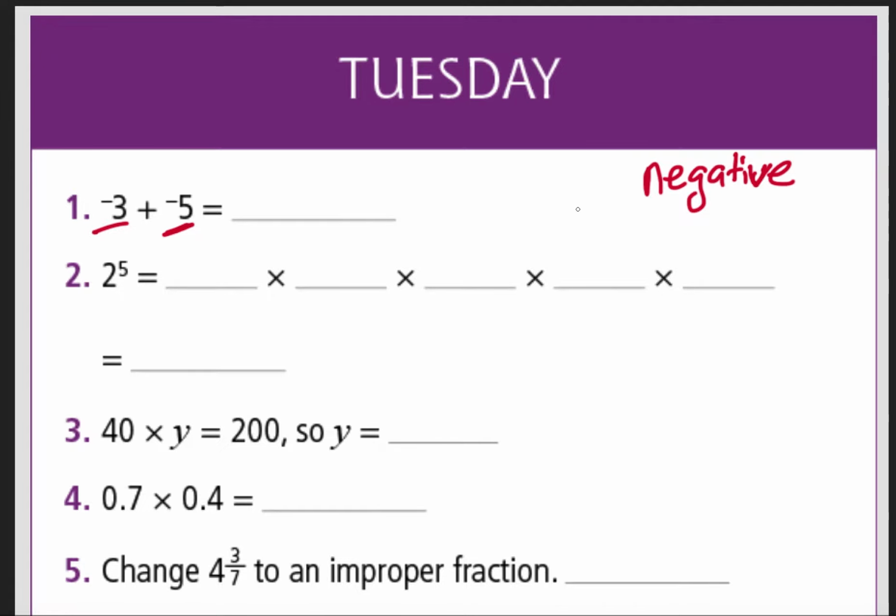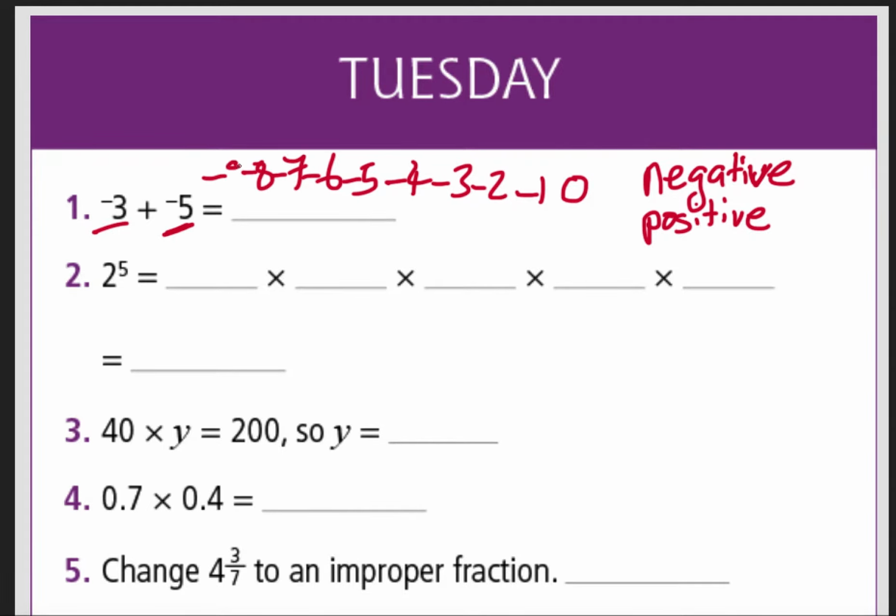So we're going to start with a 0 on our number line. And because both numbers are negative, the opposite of a negative number is a positive number. So the positive numbers are 1, 2, 3, 4, 5, and the negative numbers are -1, -2, -3, and I'm going to keep going here, -4, -5, -6, -7, -8, and -9.